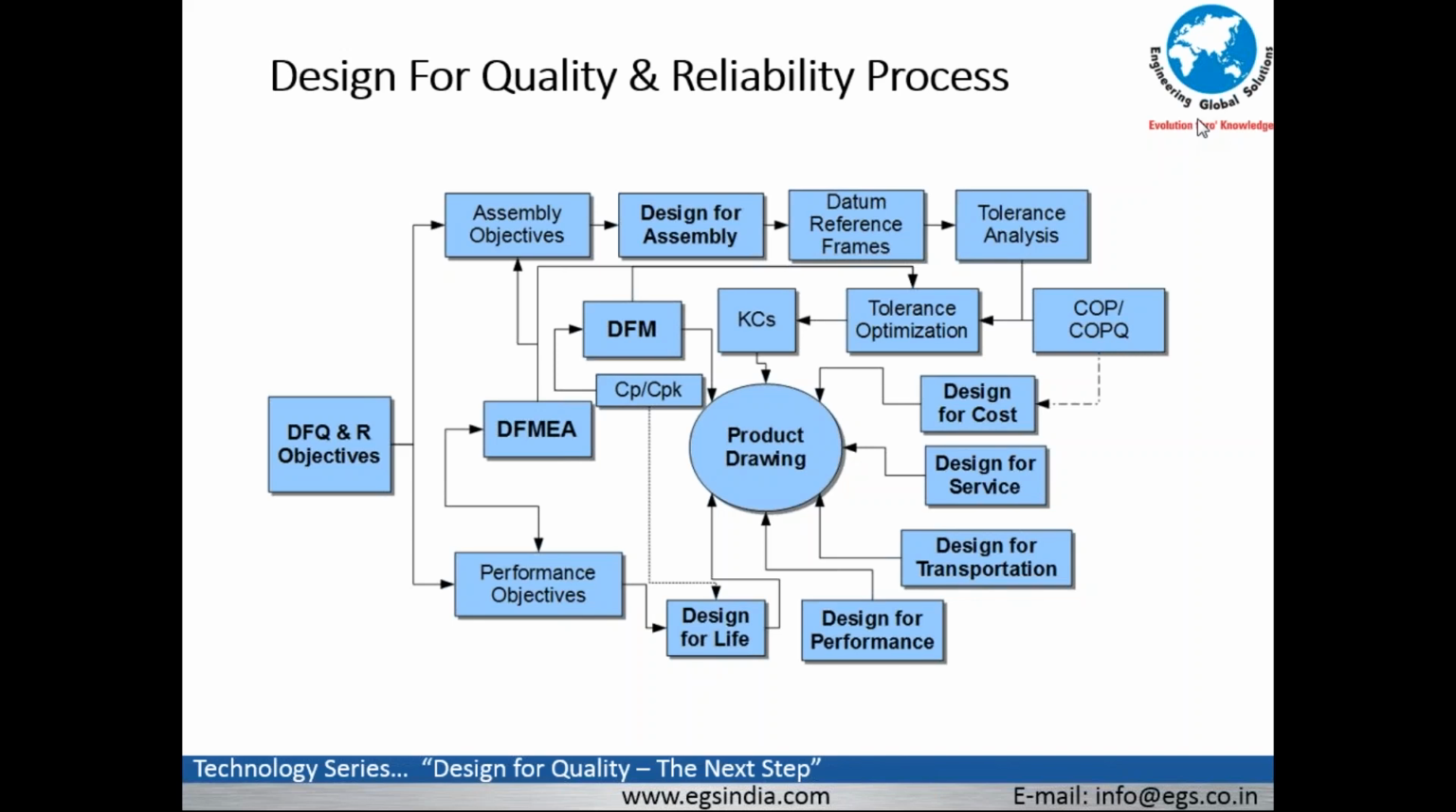As you can see on the southern side, you can see the performance objectives leading to the design for life, which replaces factor of safety in terms of product reliability, and the design for performance comes into picture in addition to design for transportation, design for service, and any other design for X. Now we can see that the design for quality and reliability process is complete if we are able to follow this process through and through, right from the time when the idea for a new product comes into picture till the drawing release happens, and subsequently monitoring it as the production processes take over.